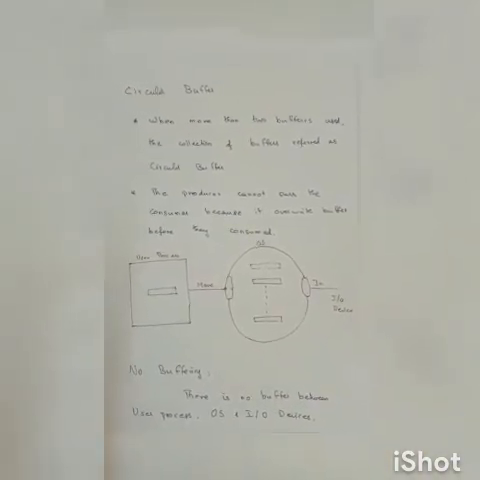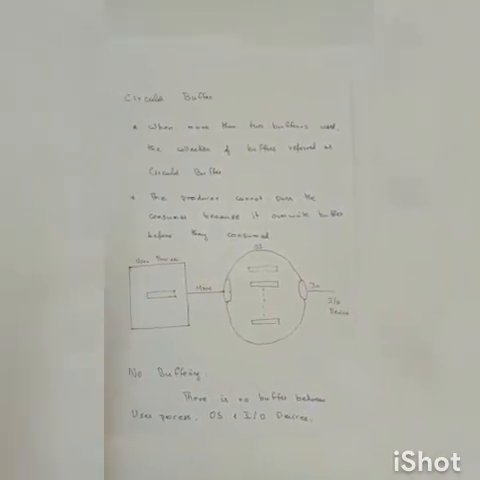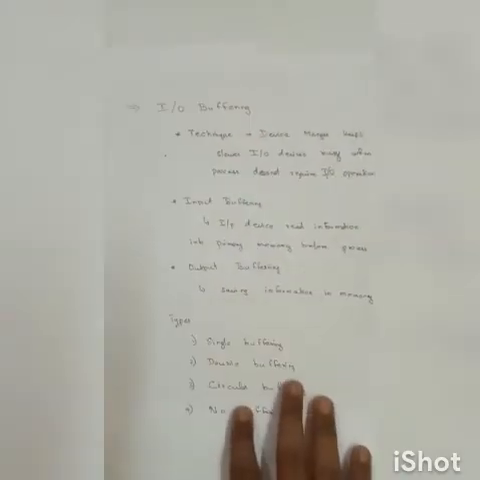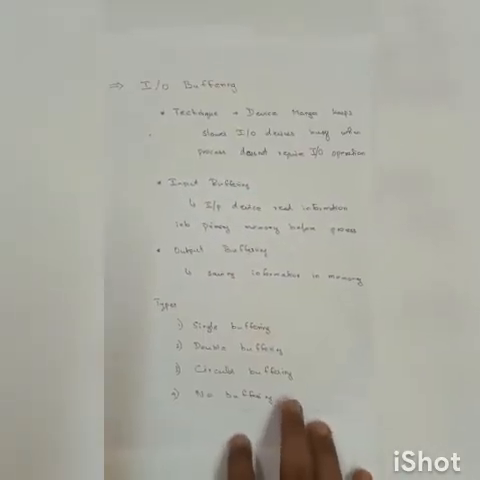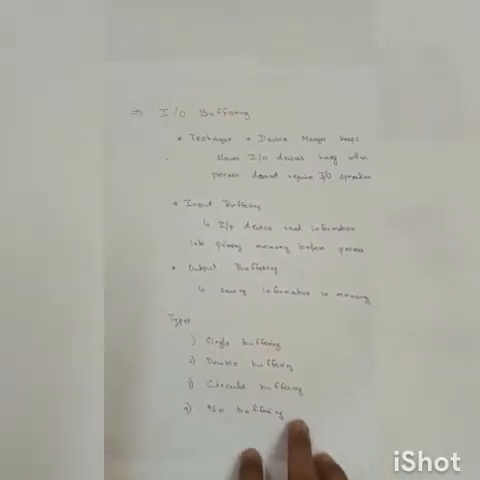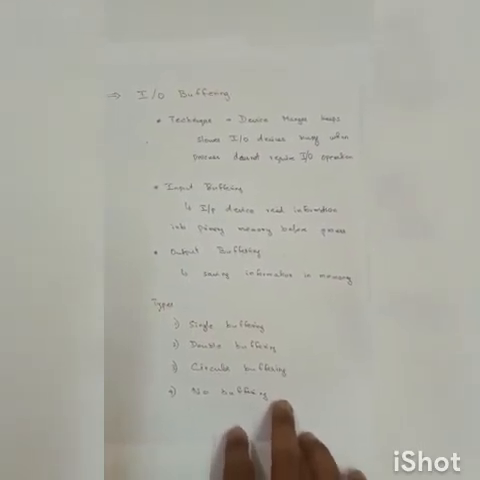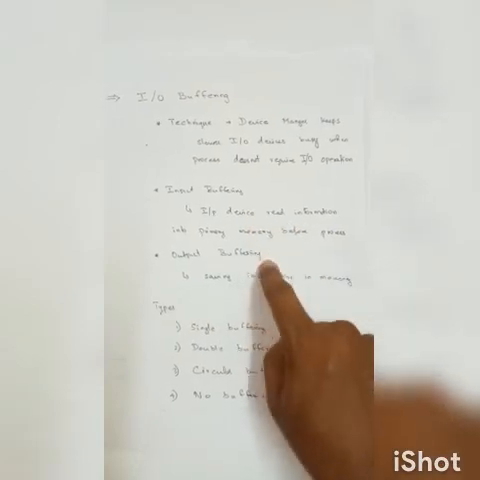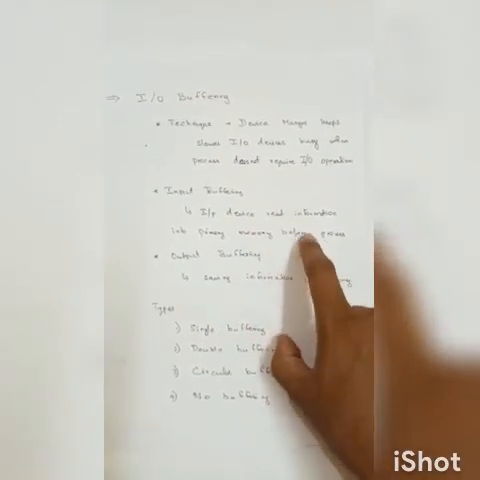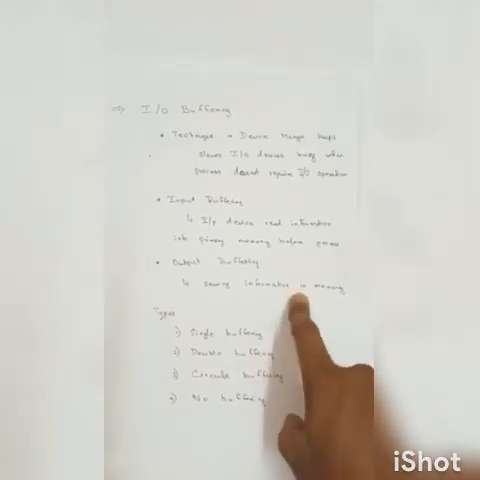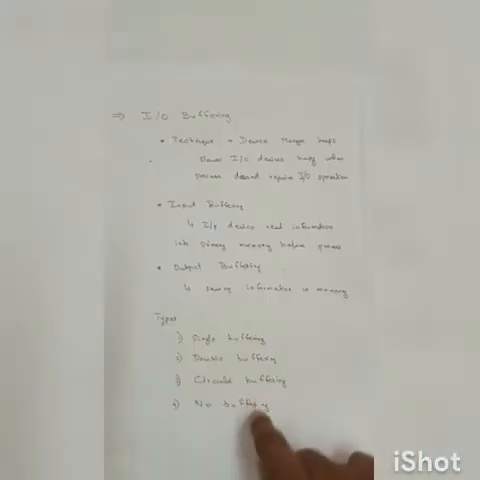So I'll just give a recollection of this. Input output buffering: the technique is that the device manager keeps the input output devices busy when no operation is being performed. It has two types, input buffer and output buffer. Input reads information before the primary starts its work, and output stores the information in memory. It has four types: single buffer, double buffer, circular buffer, and no buffer.